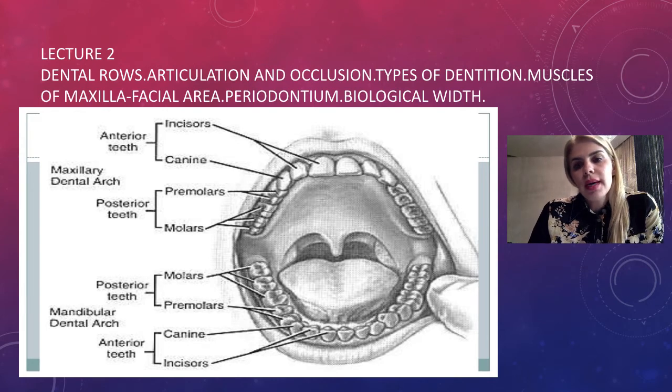Today, we divide our face into four parts or four quadrants, and one part of our face consists of the following teeth: central incisor, lateral incisor, canine, first premolar, second premolar, and first, second, and third molars. And you can look on this photo, maxilla and mandibula.